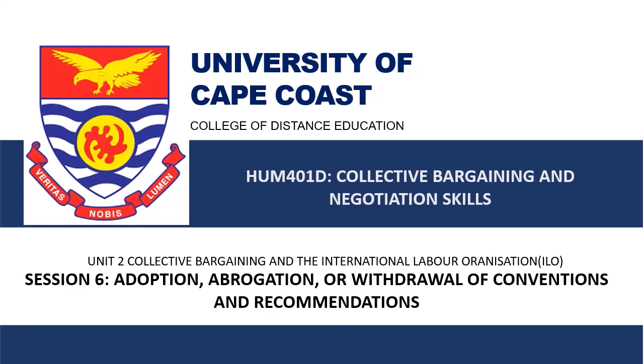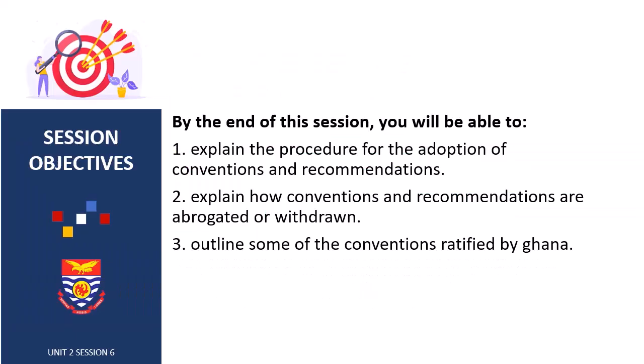So here we are going to look at adoption, abrogation, or withdrawal of conventions and recommendations. We should be able to explain the procedure for the adoption of conventions and recommendations, and explain how conventions and recommendations are abrogated or withdrawn. Abrogated means to withdraw a particular recommendation or convention when it has been identified as not relevant, not applicable, or not useful or beneficial. And again, outline some of the conventions ratified by Ghana. In other words, confirmed by Ghana.